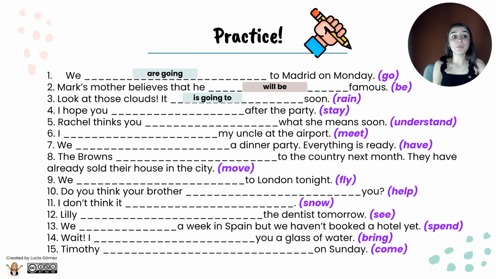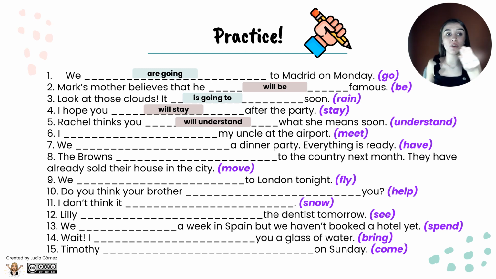Remember. Something similar happens, well, similar to the second one in number 4 and 5. I hope you will stay after the party, or Rachel thinks you will understand what she means soon. These things are not going to be sure, okay, con will porque tenemos esas pistas. Además hablamos de un futuro lejano, no como nos pasaba en la 1 o como nos pasará en la última, en la 15, que hablamos de un futuro mucho más cercano, on Monday or on Sunday, respectivamente. Sin embargo, en estos casos, pues hablamos de futuros bastante lejanos, ¿ok?